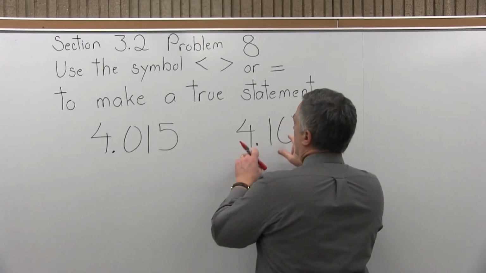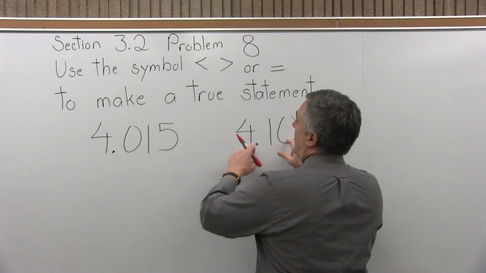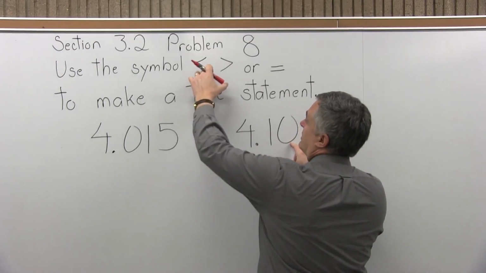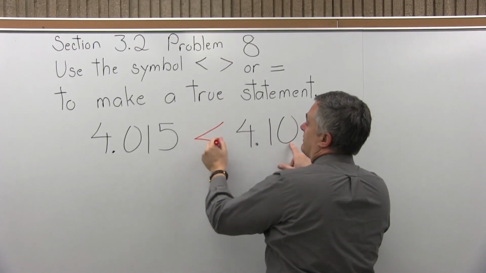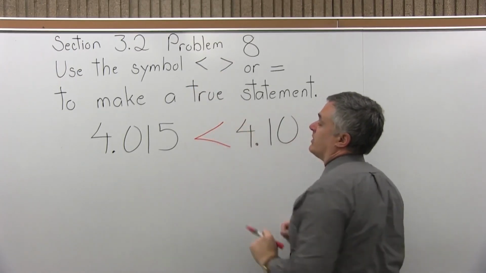So 4.10 is the larger value. I want to choose the inequality symbol then where the open end would face the larger value. So I want the open end of my inequality symbol to face the 4.10.